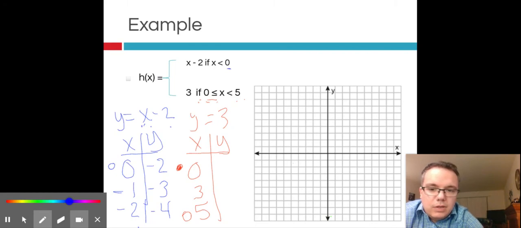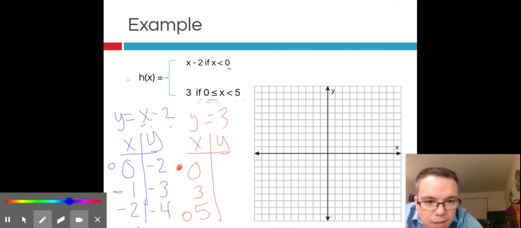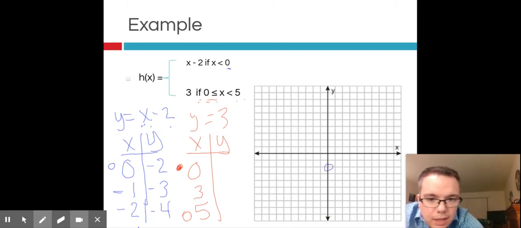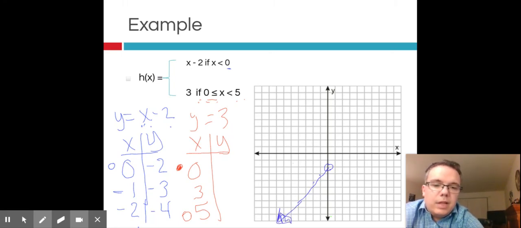graph each graph. So at 0, -2, I have an open dot. At -1, -3, I have a normal dot, -2, -4. So I have a line. My line can't go through the open dot. It can only keep going in the negative direction because remember, our x's have to be smaller than 0.